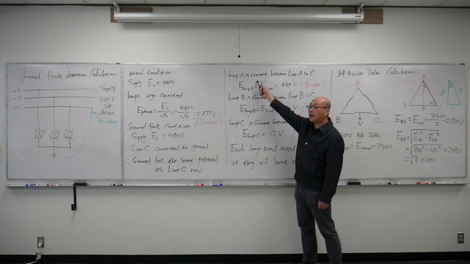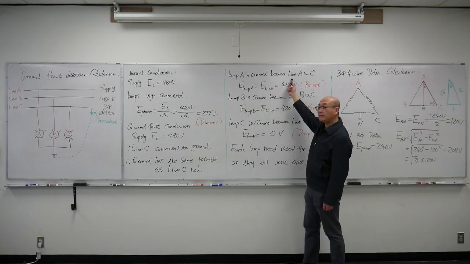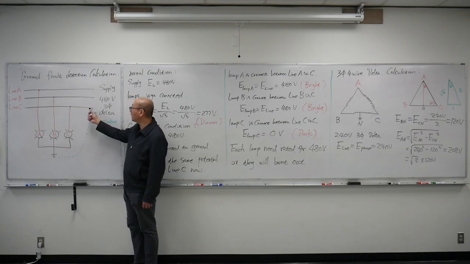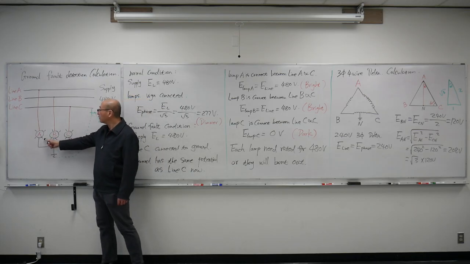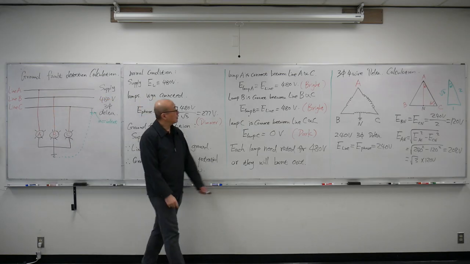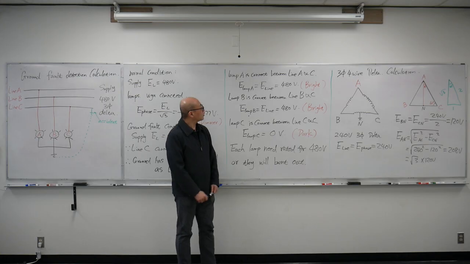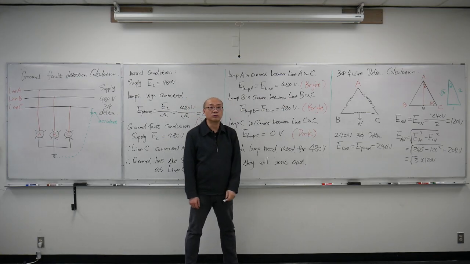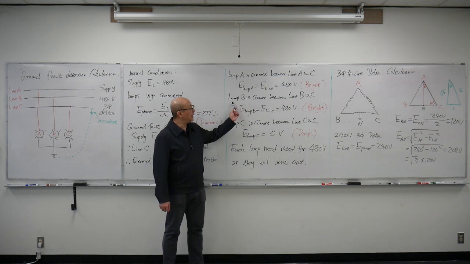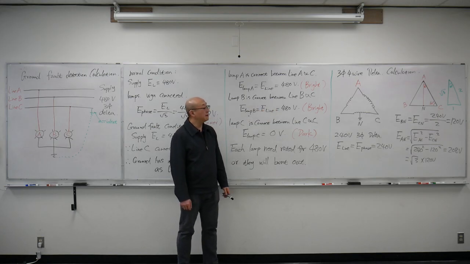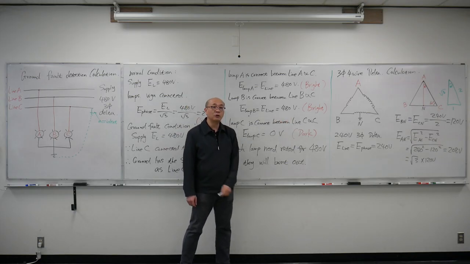Lamp A is now connected between line A and line C, because ground has the same potential as line C. So lamp A is going to see the voltage between line A and line C. That voltage across lamp A is going to equal the line voltage, 480 volts. Same thing happens for line B. Lamp B is also connected between line B and line C. So lamp B is going to see 480 volts.